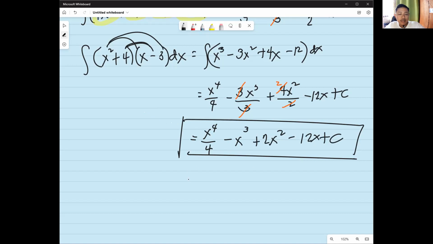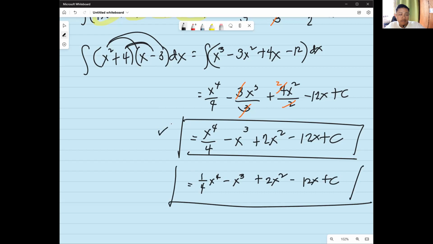Some classmates wrote the answer like this. They separated the 1/4 with x raised to 4. 1 over 4 x raised to 4 minus x cubed plus 2x squared minus 12x plus c. They are just the same. They are both correct. Manner of writing lang yung pinagkaiba. Okay? Show me a reaction if everything is clear so far. Let me see. Good. Okay, very good. Okay, that's it for the basic.